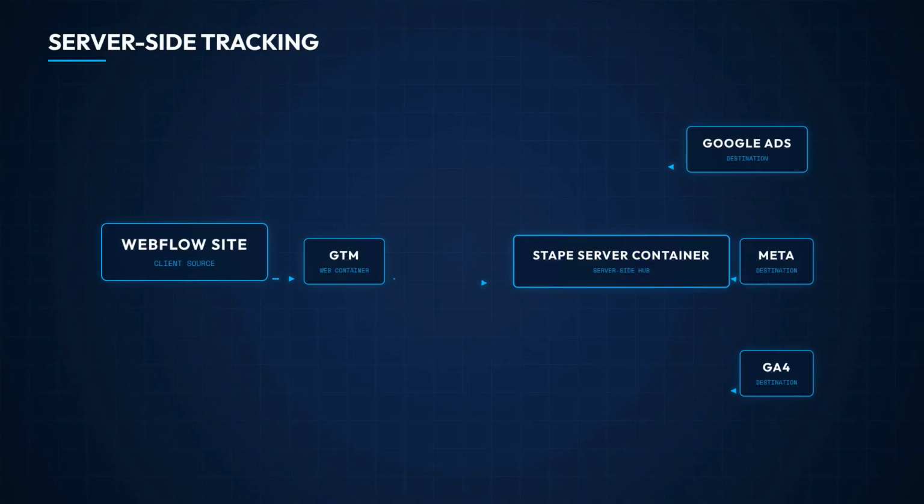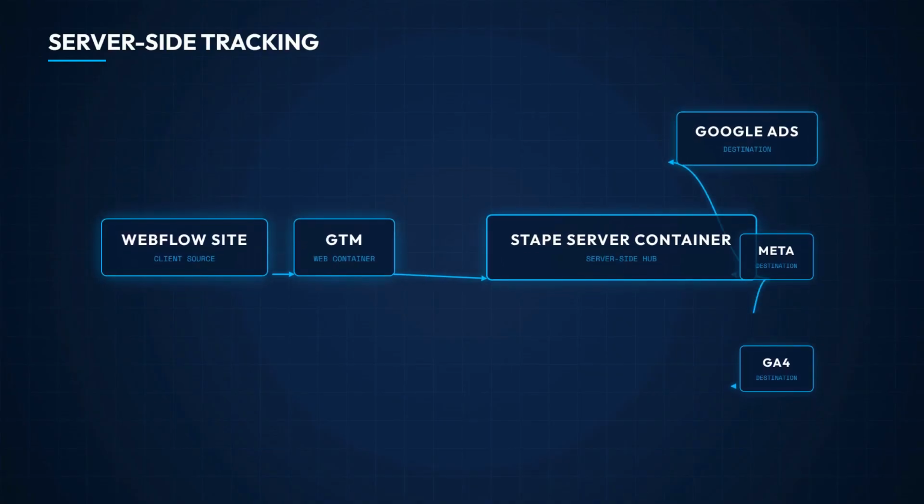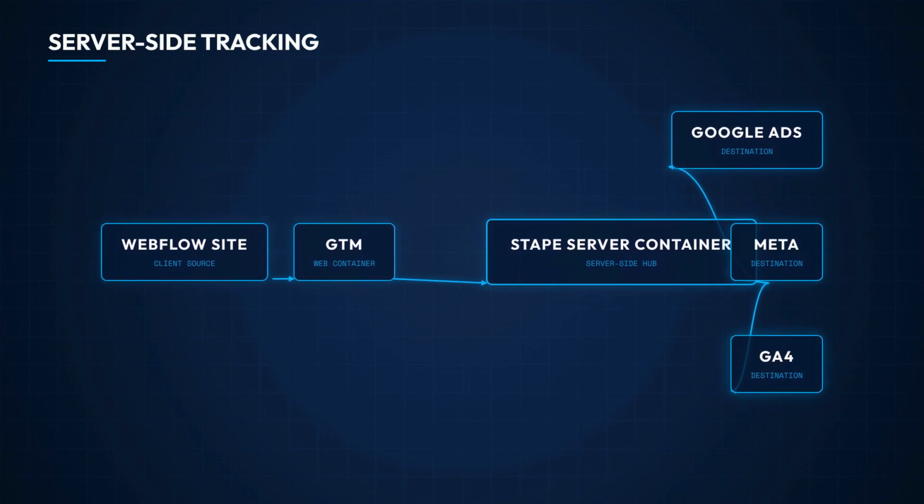Step 4. Connect GA4 to Stape. In your GTM web container, update the server container URL to your Stape custom domain. This routes all GA4 events through Stape instead of directly to Google, bypassing browser restrictions.